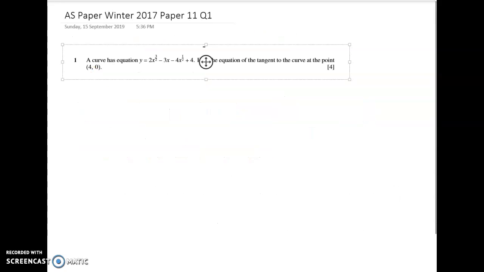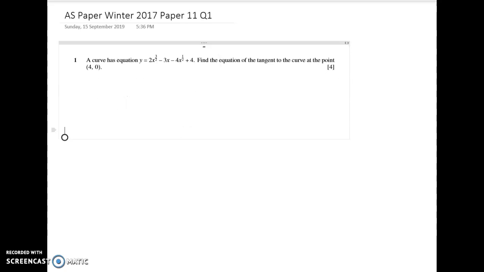So here's the first question, and it's kind of a classic calculus question. We're given a curve. Right, a curve has got the following equation. Find the equation of the tangent to the curve at the point 4, 0.